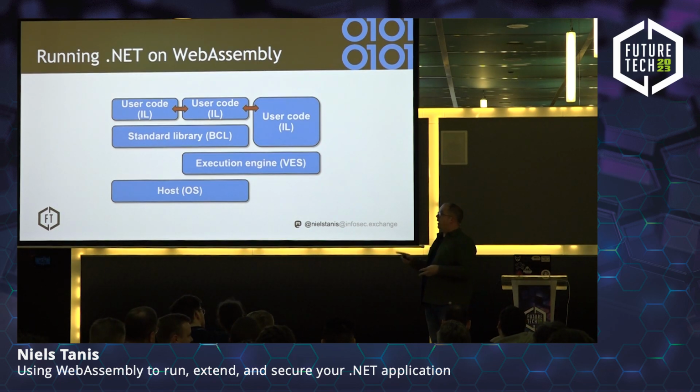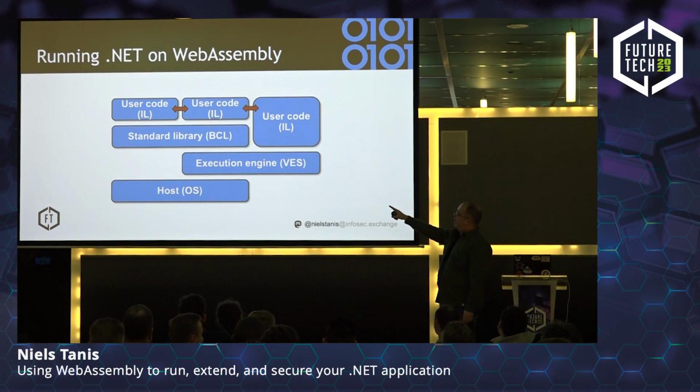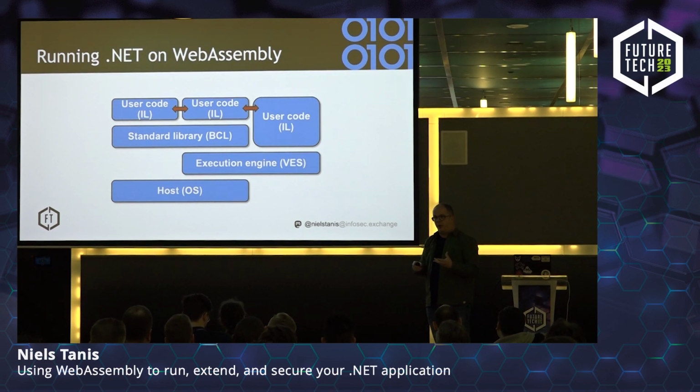What do we need to do in order? This is a, let me explain first. This is a .NET application, if you look at it conceptually, right? We have user code, IL code, which is C# code that somebody has written in order to execute. There is the standard library, the BCL, which has system.io, like all the stuff we need to build our application, the base class library. There is the execution engine, or the VES, which in our case is the CLR, the .NET CLR that starts out. And there's the host, OS, where it runs on top of. This is what happens if you do a new console on your machine and it runs. We're going to see that in a bit.